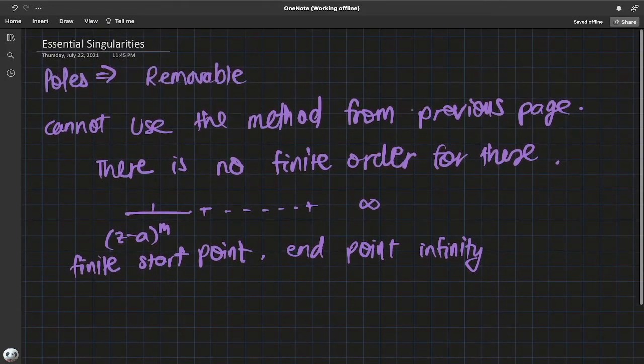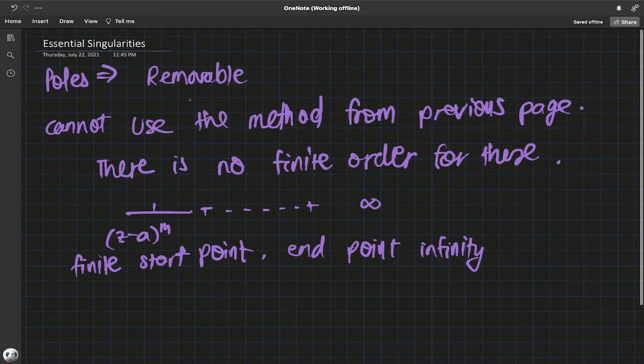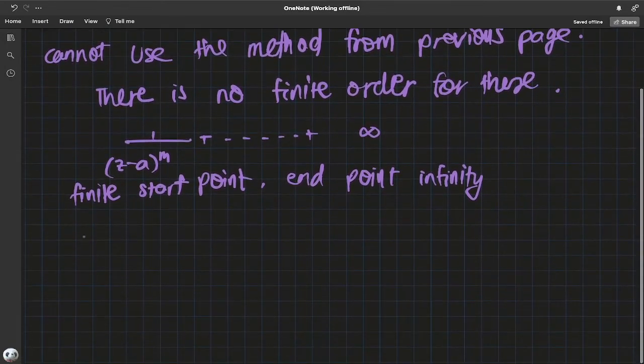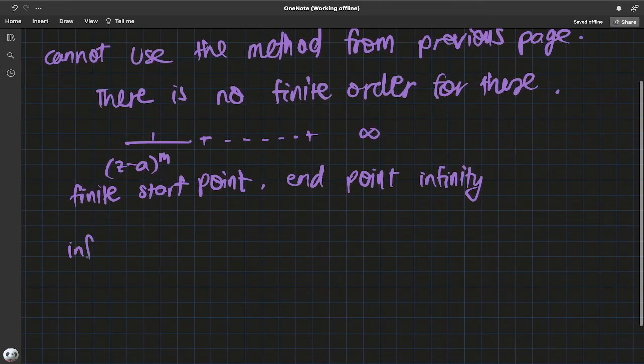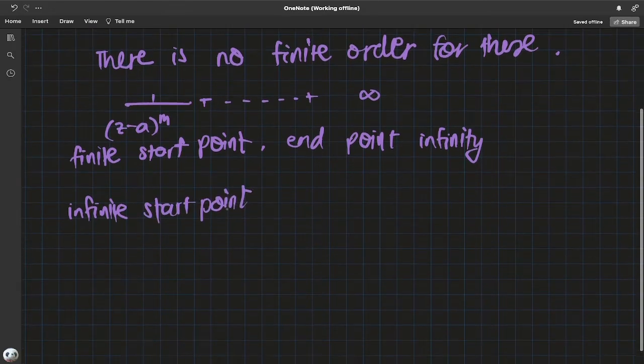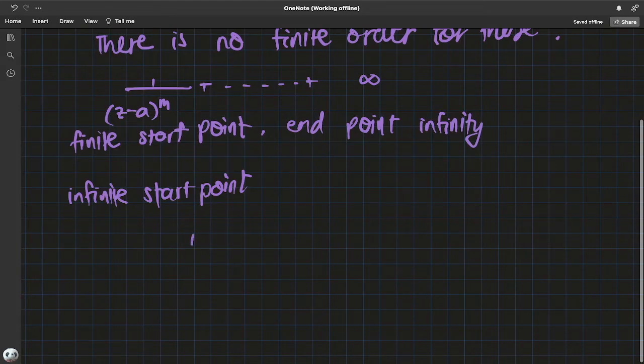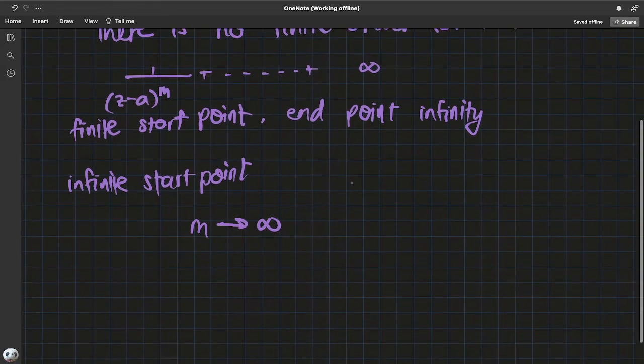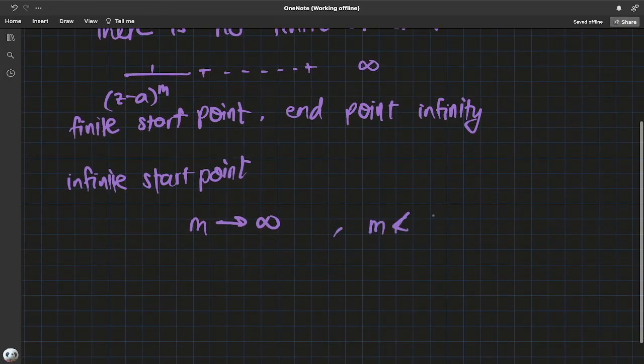Well, for these non-removable singularities, we have an infinite starting point, which means that m is tending to infinity. M is not finite for non-removable singularities.